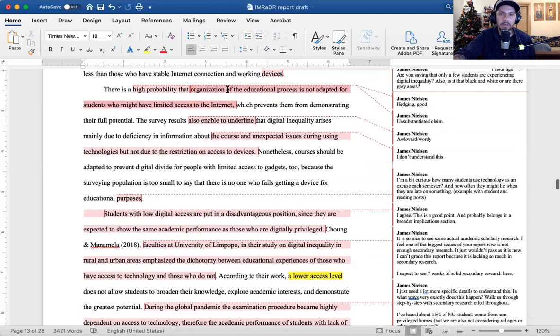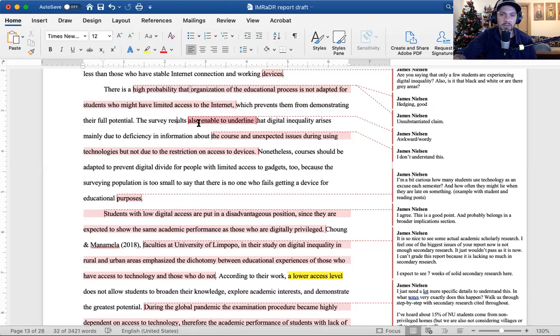There's a high probability that organization of the educational process is not adapted for students who might have limited access to the internet. Okay. Good use of hedging, high probability that, okay, which prevents them from demonstrating their full potential. Good point. Okay, I agree. And this could be something that goes into broader implications possibly.